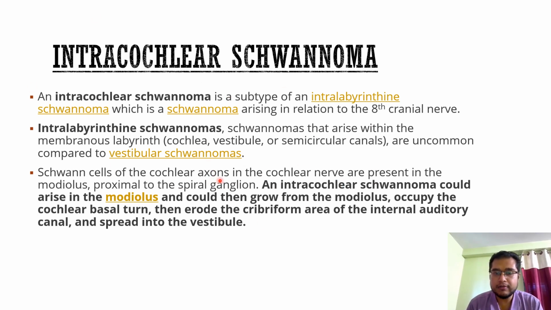So Schwann cells of the cochlear axons in the cochlear nerve typically are present in the modiolus, and the intracochlear schwannoma could arise in the modiolus and then grow from the modiolus and occupy the cochlear basal turn, then erode the cribriform plate of the internal acoustic canal and spread into the vestibule. This is a very important entity that has to be kept in mind for sensorineural hearing loss and a normal CP angle.